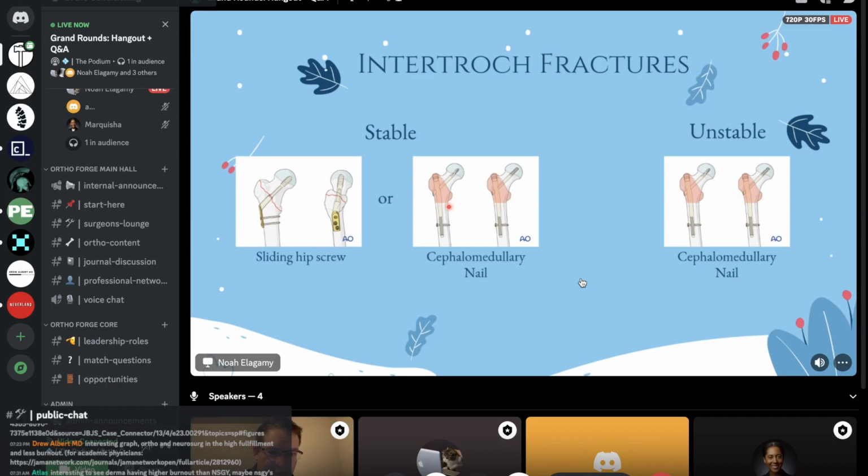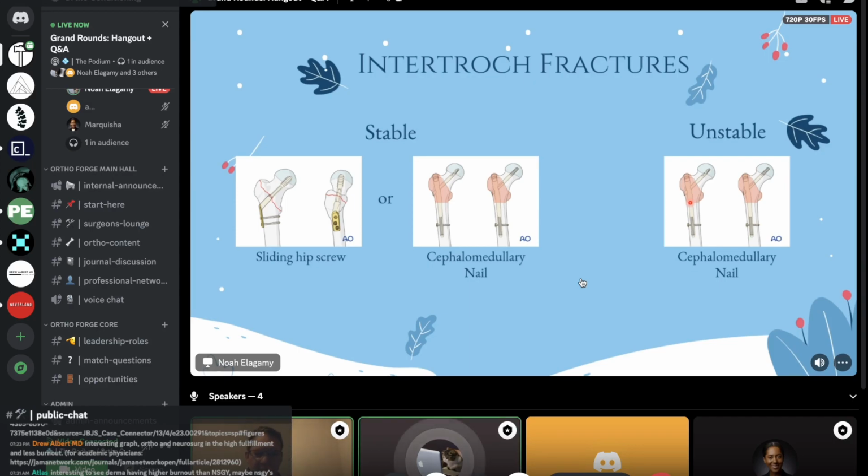But for stable versus unstable intertrochs, you have to think, okay, we could do a sliding hip screw or a cephalomedullary nail. And technically you could do a short cephalomedullary nail, which is depicted here, versus with unstable intertrochs, you cannot use a sliding hip screw as an option, and you should be using a long cephalomedullary nail for an unstable intertroch. That's a topic for a different day.